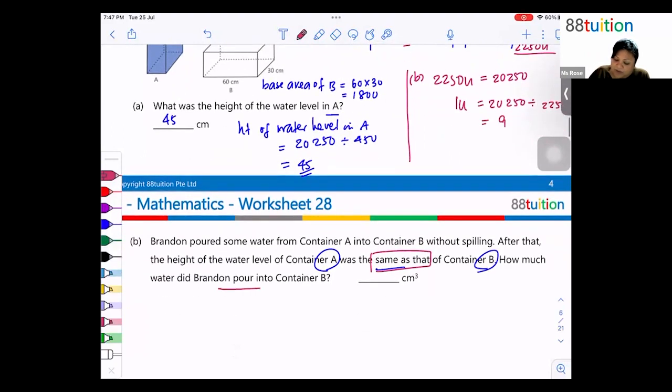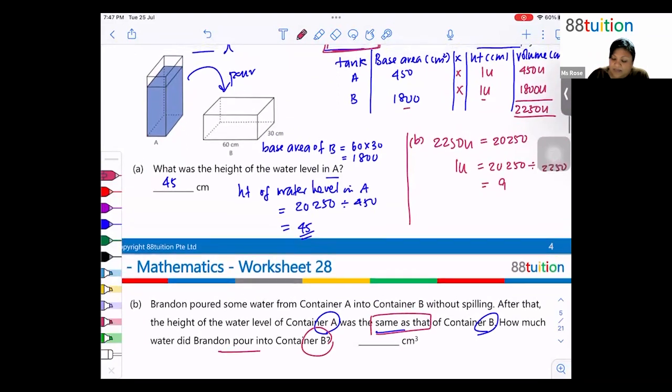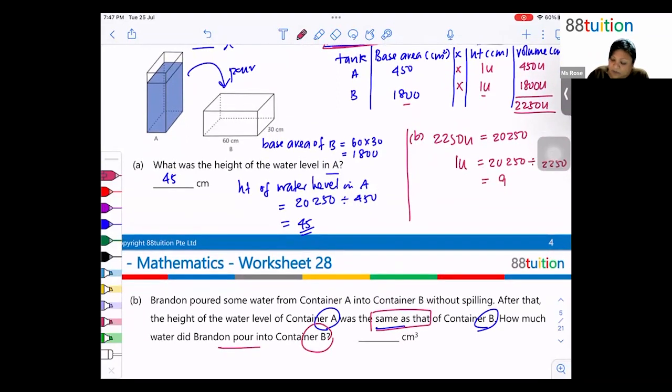How much water did Brandon pour into container B? Since we know the height is 9 cm, the volume poured into B will be the base area times the height, which gives me 16,200 cm cubed. Okay, 16,200 cm cubed. Can you follow?